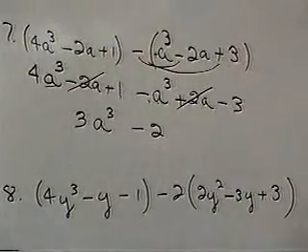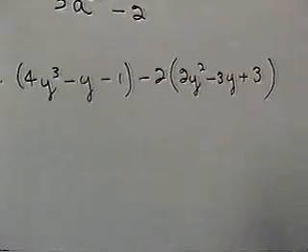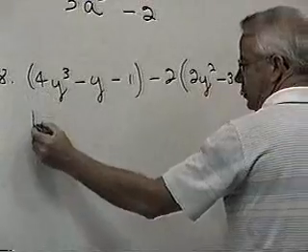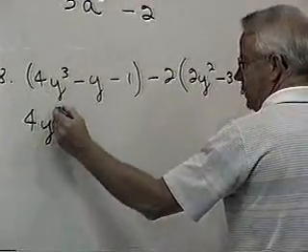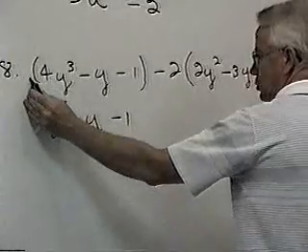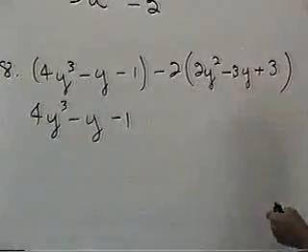All right, next example, problem 8. Okay, removing parentheses. There's nothing in front of this parenthesis, so you just get to remove the parentheses. Just drop the parentheses. Now, you're actually multiplying by plus 1. Plus 1 times anything is just the same answer.